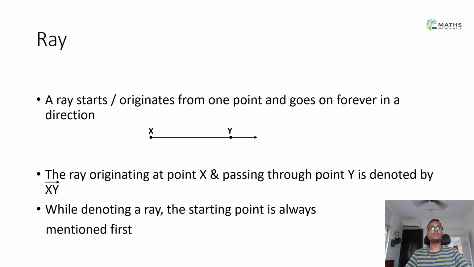The fourth element that we would look at is a ray. Now, a ray starts or originates from one point and goes on forever in a particular direction. In the picture, you can see the ray originating at point X and passing through the point Y, and how to denote it. Please bear in mind that while denoting a ray, the starting point is always mentioned first. So in this case, when we denote this ray, X would always come first as this ray originates from point X.